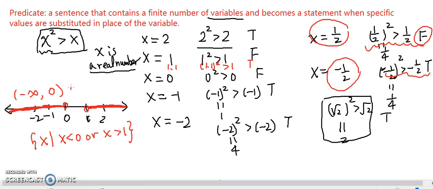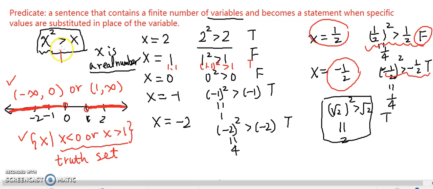Or 1 to positive infinity. So this set right here, either interval notation or the set notation, we call this truth set. Apparently, the reason we call it a truth set is that all the values described in the set will make this predicate a true statement. So a predicate may not be called a statement before you plug in numbers, but after you plug in numbers, it becomes a statement.